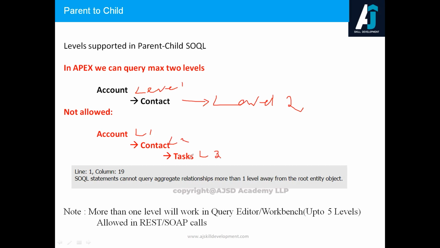If you're trying to write a SOQL like this, and if you're trying to execute or save, immediately you will get an error message in Apex saying that you can have only one level away from the root entity object. So only two levels are allowed. More than two levels is not allowed in Apex, to make it very simple.